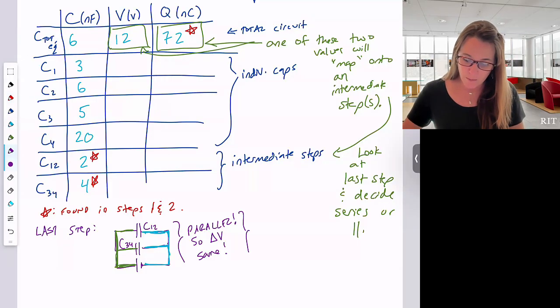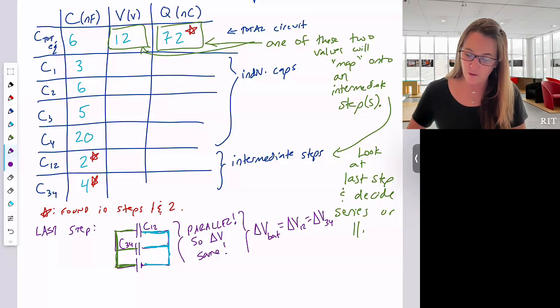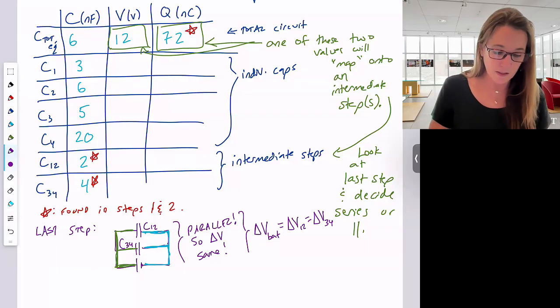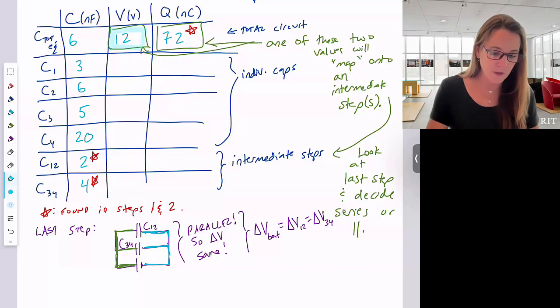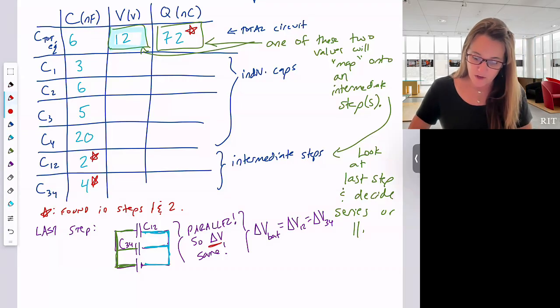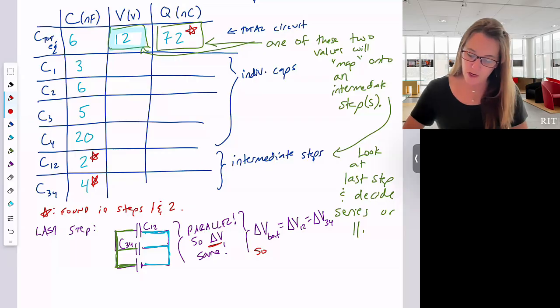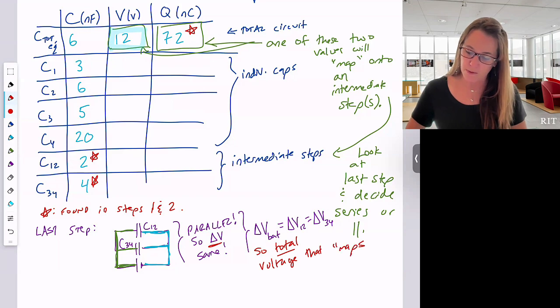And so I have this very important result, which is that delta V of the battery is equal to delta V12, which is equal to delta V34. So in this case, it's the voltage that maps. Delta V is the same, so it's the voltage that maps. And I'm going to put in the word total here, so it's the total voltage that does this so-called mapping.